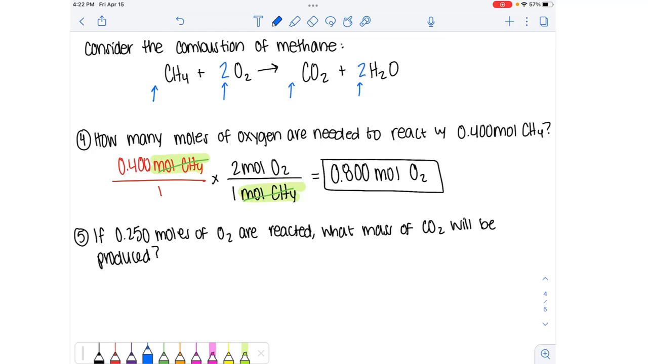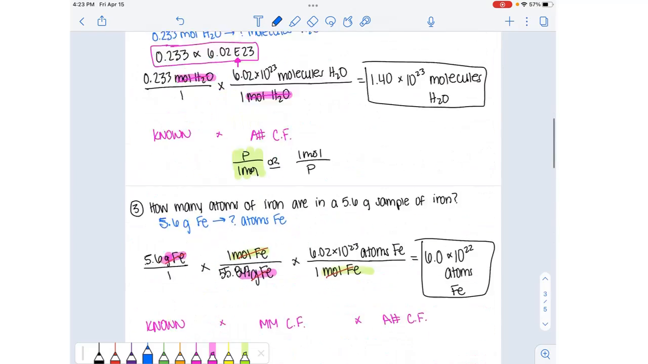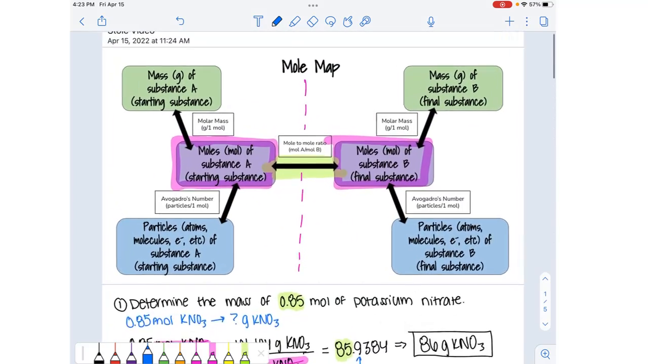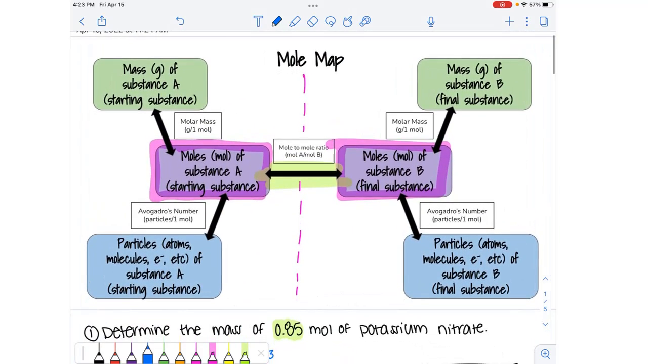For our question, our setup here, we're starting out with 0.250 moles of O2, and I want to convert this to the mass of CO2 that I could produce. So let's go back up and look at our mole map. Here, I'm starting out with moles of oxygen. So I'm starting in this box.